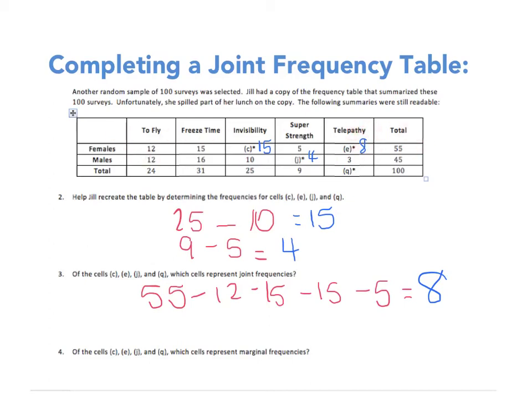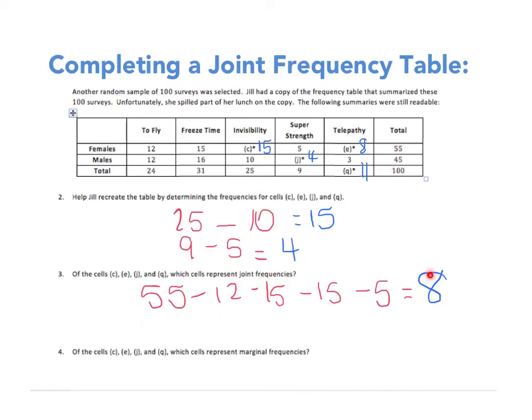And then the final missing value is right here. It needs to be the total of the telepathy votes. And 8 plus 3 is 11. So I'm just going to put an 11 there. And again, you can check your answer by adding up the row, and we should get 100. And this also tells us there were 100 total people surveyed, 55 females, 45 males. So if we add up 24 plus 31 is 55, plus 25 is 80, plus 9 is 89, plus 11 is 100. So we did that correctly.